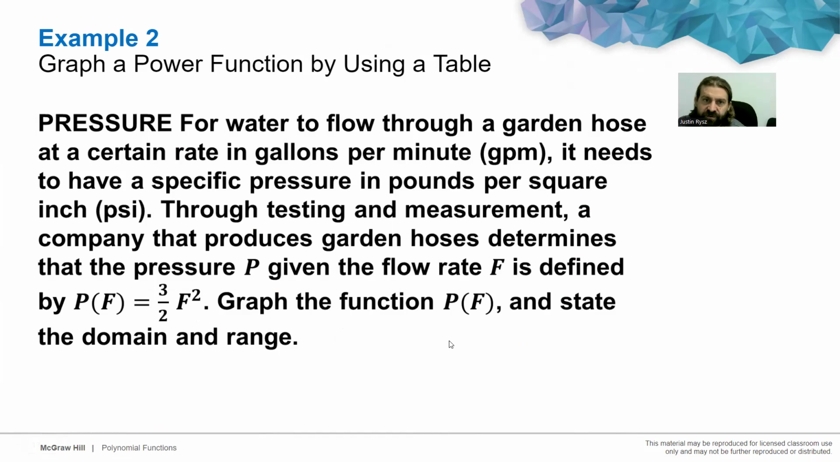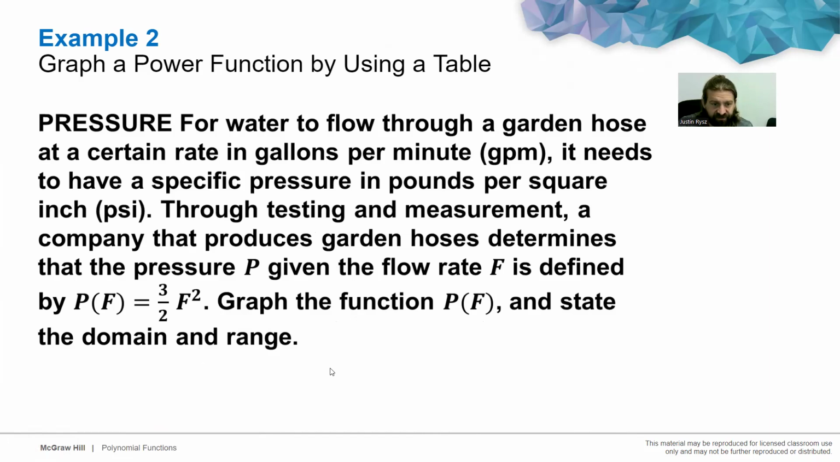Okay, so let's do this with the story problem here. We can use a table. For water to flow through a garden hose at a certain rate in gallons per minute, or GPM, it needs to have a specific pressure in pounds per square inch, or PSI. Through testing and measurement, a company that produces a garden hose determines that the pressure P, given the flow rate F, is defined by P of F equals 3/2 F squared.